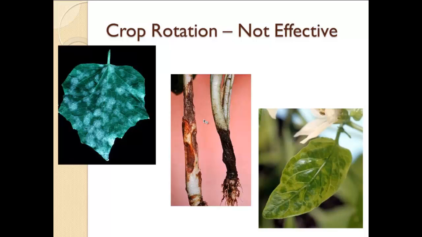The picture in the middle is a picture of Rhizoctonia root rot on beans. And this is a pathogen that is a very good soil saprophyte. So this one does survive in the field. This particular pathogen is able to grow on other kinds of organic matter. It doesn't need a living host in the field in order to survive. And so rotating away from a susceptible host doesn't really affect the population of Rhizoctonia in the soil very much. And it has a very wide host range also, so it can go to other kinds of plants.